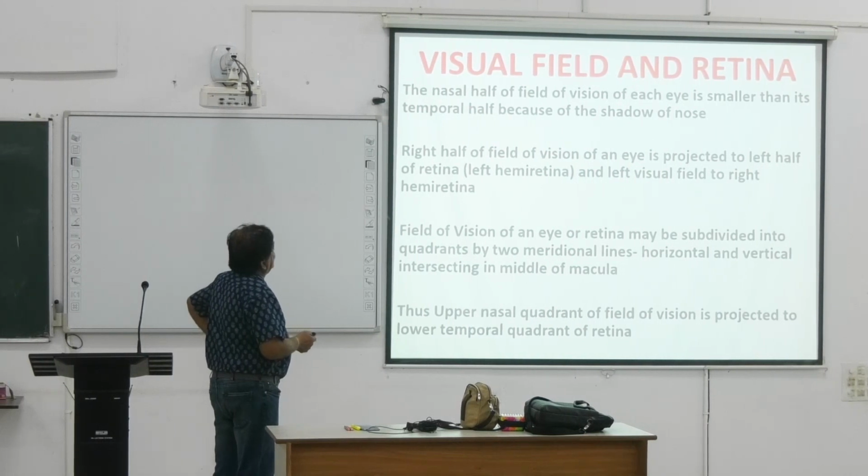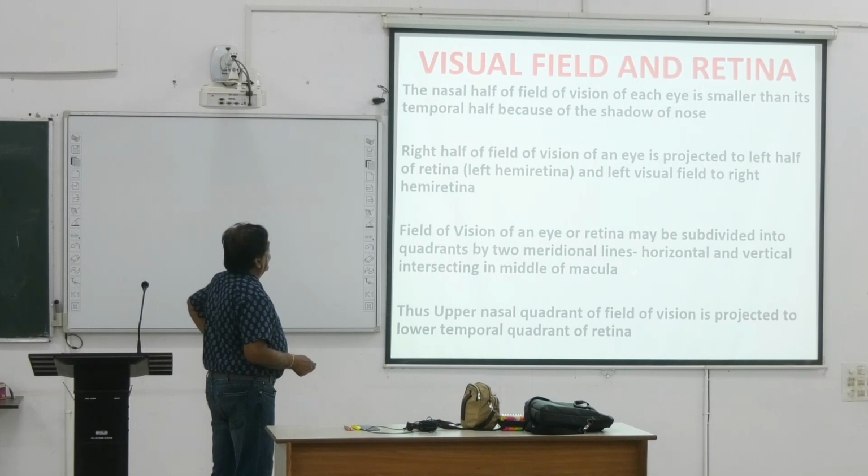The nasal half of the field of vision of each eye is smaller than its temporal half because of the shadow of the nose. The right half of the field of vision of an eye is projected to the left half of the retina, the left hemiretina, and the left visual field to the right hemiretina. The field of vision of an eye or retina may be subdivided into quadrants by two meridional lines, horizontal and vertical, intersecting in the middle of the macula. Thus, the upper nasal quadrant of the field of vision is projected to the lower temporal quadrant of the retina.